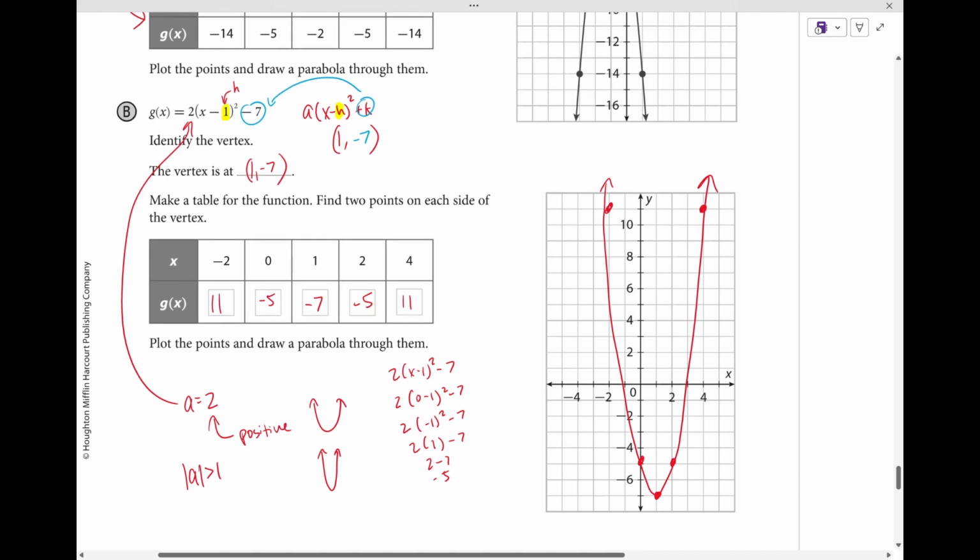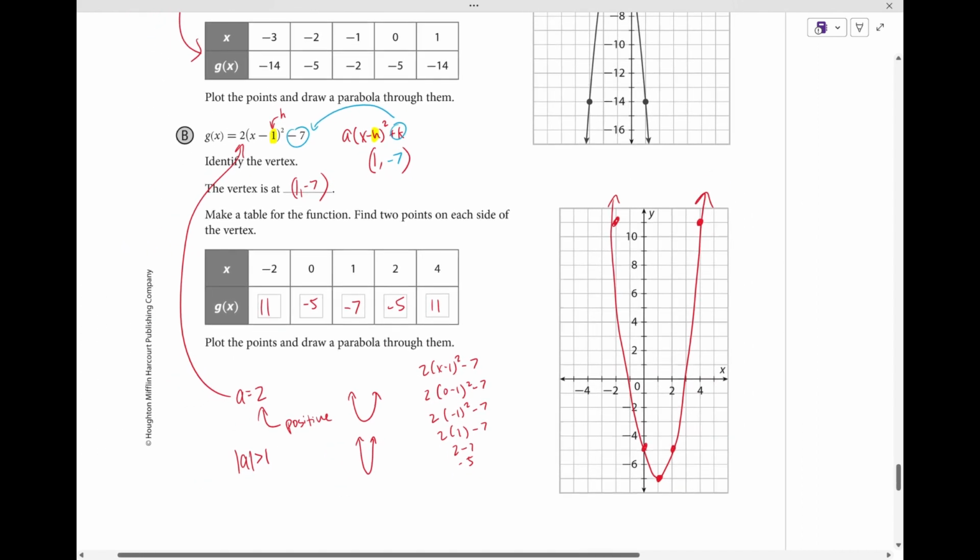So we just transformed the parabola. Again, we said it should open upwards because our a is greater than 0, and it is opening upwards. Okay. And we said it should look kind of narrow because the absolute value of a is greater than 1, and it does look kind of narrow, so that's good. Our vertex, again, (1, -7). We got that from our h and our k.